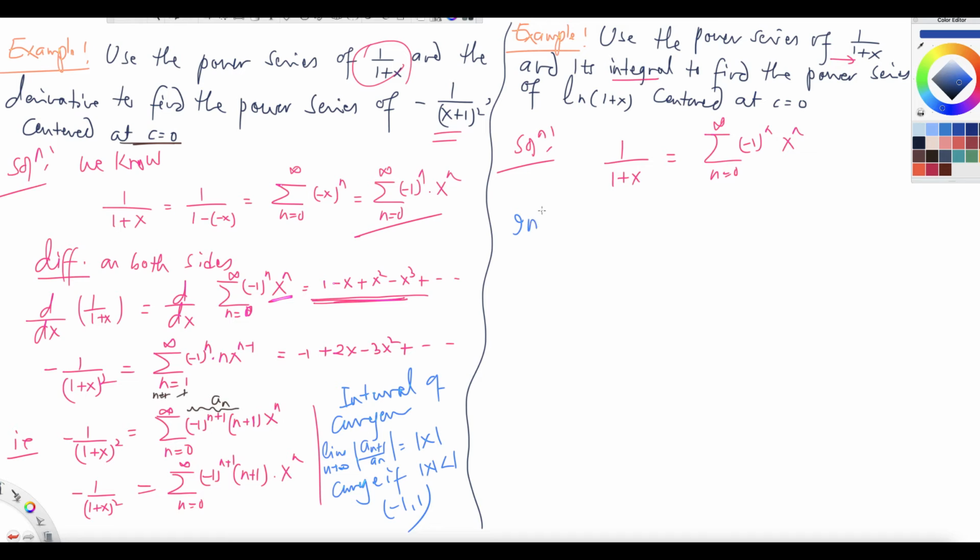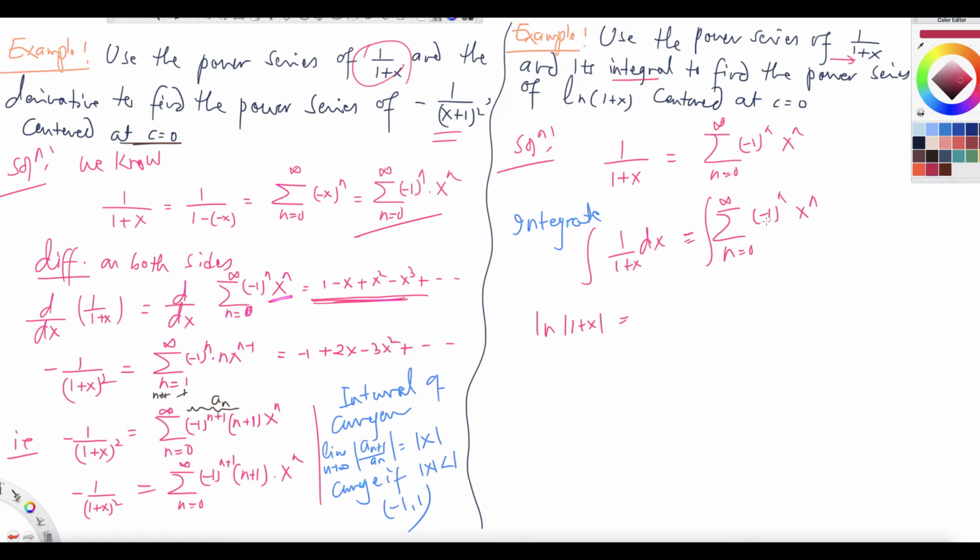So integrate. If you integrate, you will get the integral of 1 over 1 plus x dx, right? That's what you get. And on that side, you get the summation n equals 0 to infinity of -1 to the n, x to the n, and then we will do the integral there as well. So what do you get here? That will be the natural log of 1 plus x. That's the left hand side. We are trying to find the power series for natural log of 1 plus x.